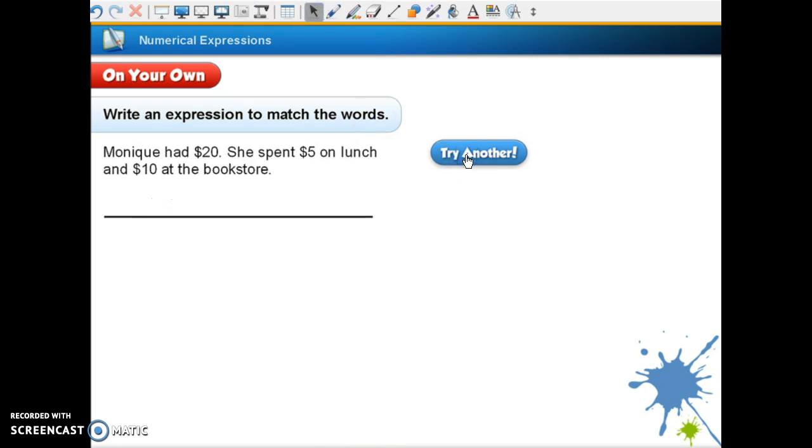Let's see if they give us a different one. Monique. This is number 10. Now this one is a little longer and can be solved in 2 different ways. Monique had $20. She spent 5 on lunch and 10 at the bookstore. Who wants to take a try at this? Natalie.